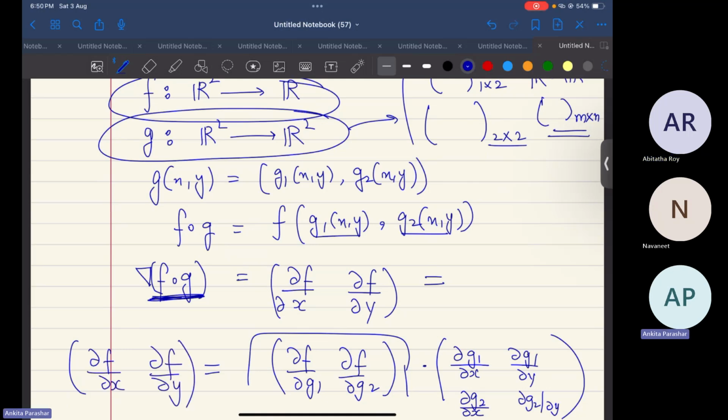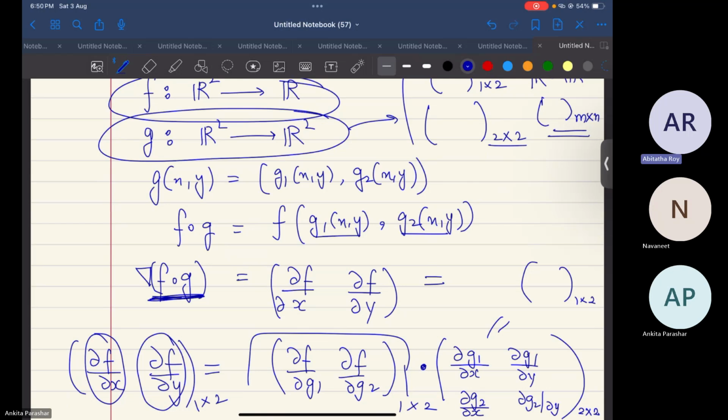Now, take the product of matrices. This is 1 cross 2. This is 2 cross 2. Finally, the product will be 1 cross 2. This is 1 cross 2. Equate both the matrices, and you will get what is del f by del x, and del f by del y. Is that okay? Yes, somewhat. Okay, I might be confusing.